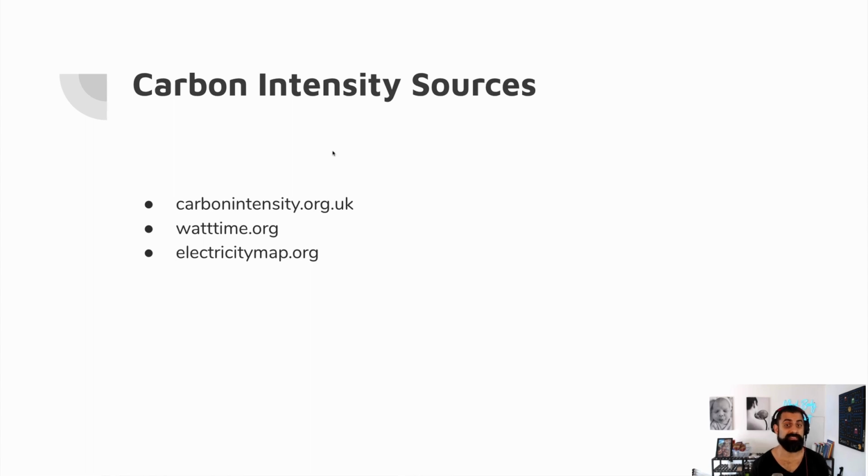So there's various carbon intensity sources. The free one from the UK is carbonintensity.org.uk. Again, WattTime is a great resource. They're a non-profit based in the United States. Electricity Map is a European-based startup, and both of those organizations have data for all over the world, but we tend to use both of them.